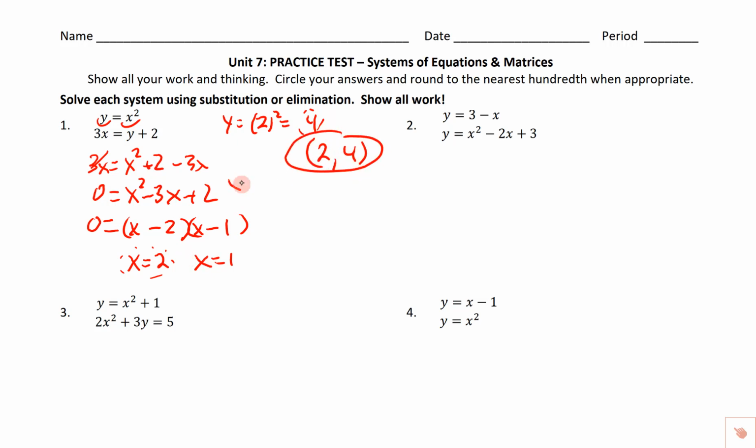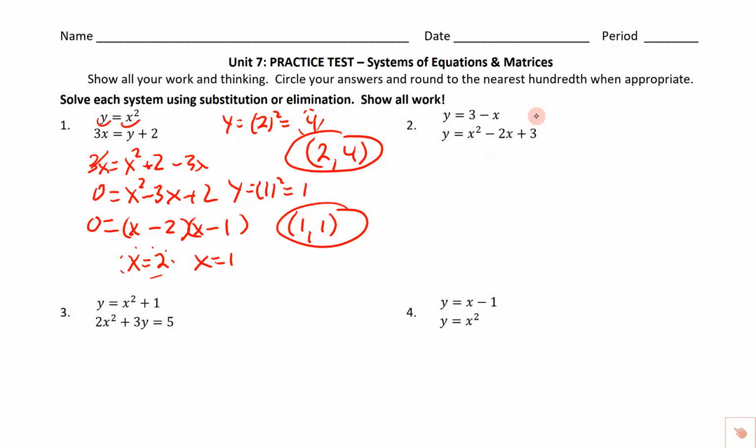And then the other one would be y equals, this would be 1 squared, so that's going to be a 1. So the other one I get is 1 comma 1. So there are the two answers on this one. Okay, let's come over and take a look at this one.